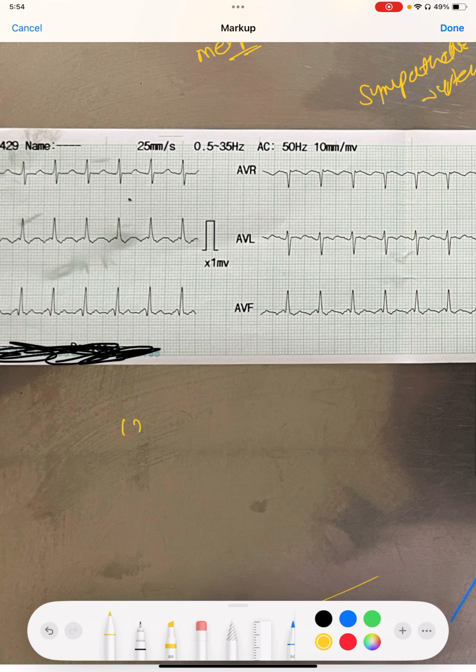Metoprolol can be started with 12.5 milligram, and it can be given up to 100 milligram a day, very commonly. Atenolol in the same dosage. Carvedilol, bisoprolol dosages are a bit different.